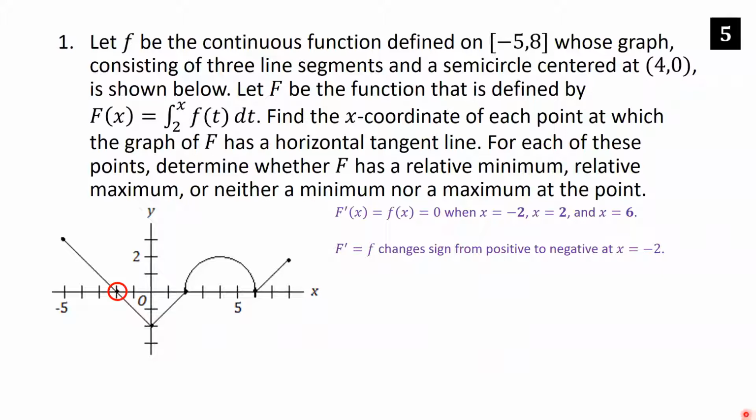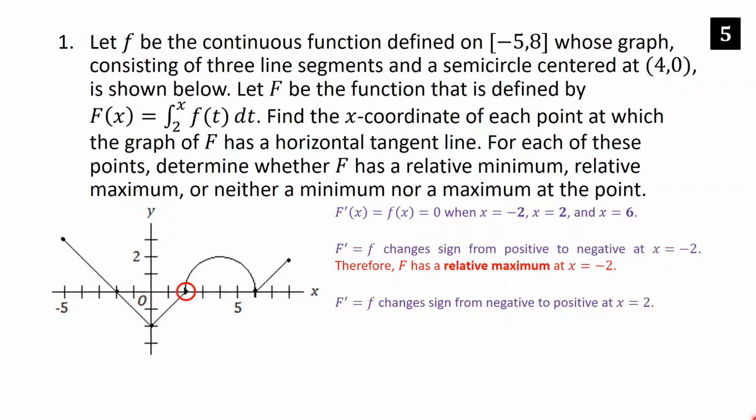Capital F prime, which is equal to f, changes sign from positive to negative at x equals -2. It's above the x-axis and then below the x-axis. Therefore, capital F has a relative maximum at x equals -2.